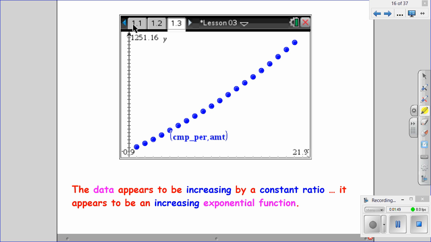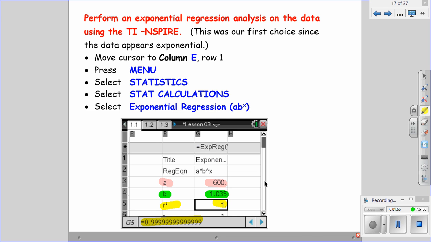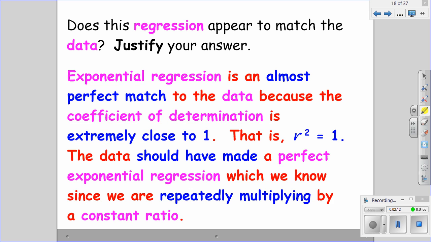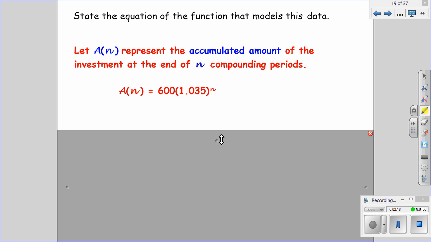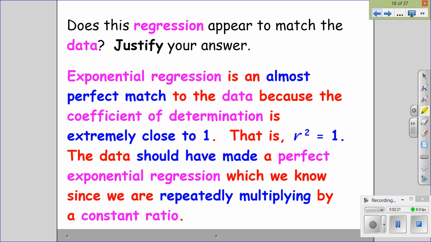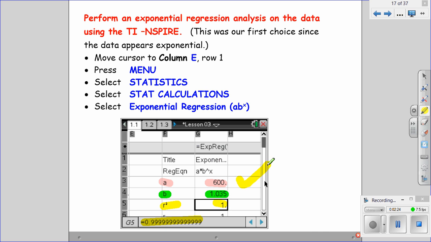When we did the graph of this, we saw exactly the same thing. We got an exponential function. It was increasing by a constant ratio. When we do the regression, we end up with a screen like this, and we see that the regression match is almost perfect. It shows up as 0.99999. It actually is perfect because of the nature of what we're doing. If we state the equation that models the data, we end up with 600 times 1.035 to the exponent n. We got those values from the regression. So right here, the a value in the equation is 600, and the base is 1.035 in the equation.